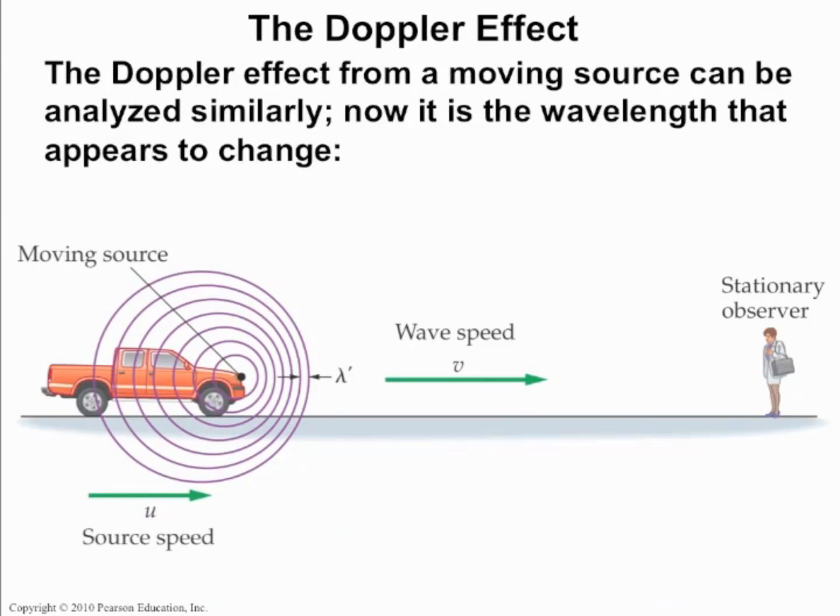The Doppler effect from a moving source can be analyzed similarly. Now it is the wavelength that appears to change. Right, so when the source of sound is moving, then the waves are kind of getting bunched up closer together. And so if you have a shorter wavelength, you also have a higher frequency, and that means a higher pitch. And that's how the Doppler effect works. It's a perceived change in pitch because of a moving source or a moving observer.